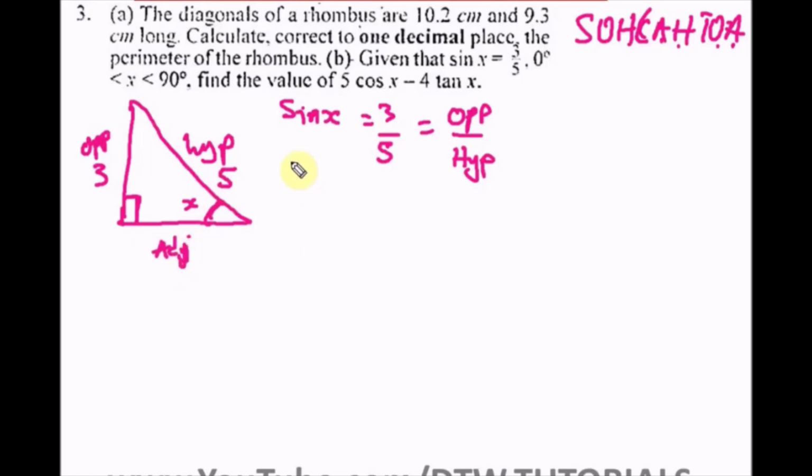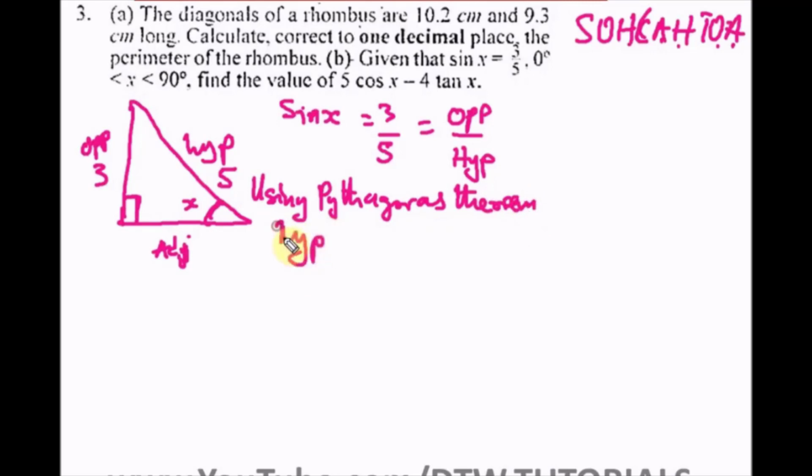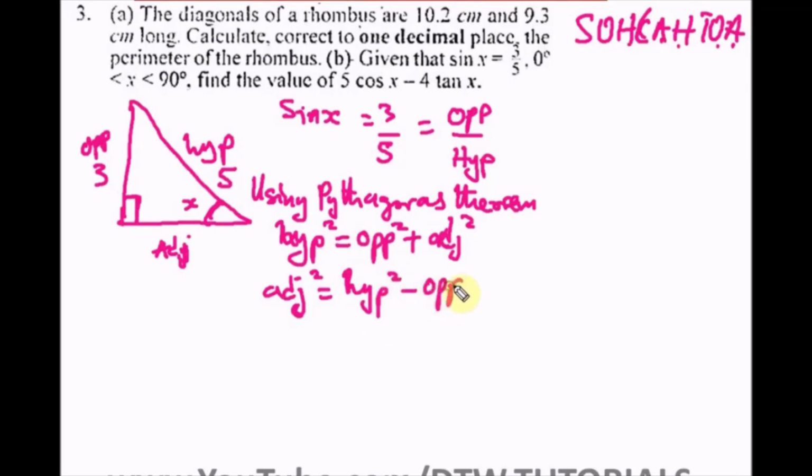Applying your Pythagoras rule, using the Pythagoras Theorem, which states that your hypotenuse square is equal to your opposite square plus your adjacent square. Here we're looking for our adjacent, so our adjacent square will be equal to the hypotenuse square minus the opposite square. This is the formula we're going to use.